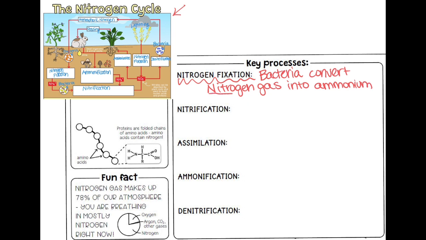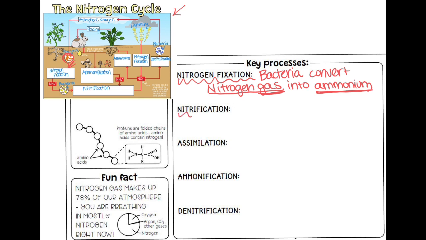All right, so nitrogen gas is really, really abundant in the atmosphere, and we need it to be able to live. All life on Earth needs nitrogen. However, we can't use it as a gas. So bacteria converts it into ammonium. And guess what? We can use it then. All right, so that's our first step. That's right here. Here's our bacteria, and it is fixing that nitrogen for us.